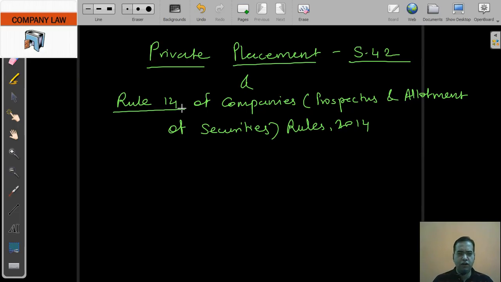As we all know, rules are the corresponding rules, and a lot of flexibility has been given to the lawmakers, or you can say the subdelegated authorities like the Ministry of Corporate Affairs. It may come up with various rules and frame the provisions. Now let's talk about private placement.